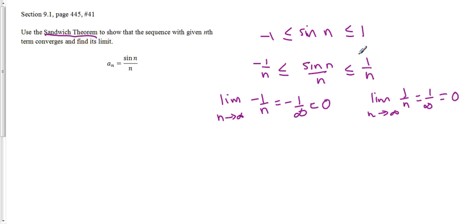And I know that the sequence that I'm interested in, sine n over n, is greater than or equal to this sequence, really for all values of n, and it's less than or equal to this sequence, again, for all values of n. And this tells me that the limit as n goes to infinity of sine n over n has to be the same as the limit for this sequence and this sequence. So yes, this sequence sine n over n is going to converge, and its limit is going to be 0.